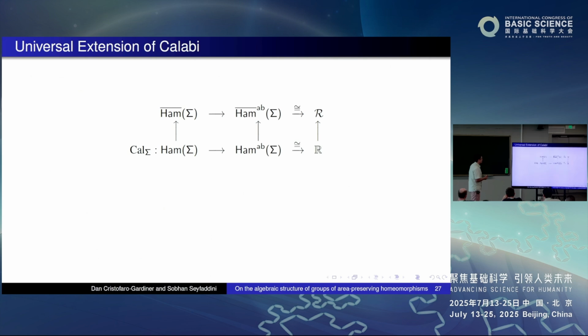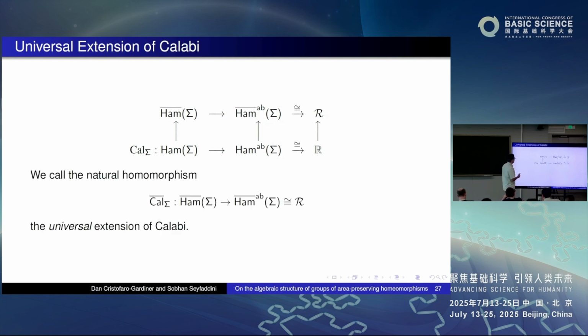So let me go back here. So we've got this picture here. The mapping that starts from Ham and goes through the real line, that's the Calabi homomorphism, and you've got this commutative diagram. Therefore, you could think of the top row as some sort of a natural homomorphism, a kind of universal extension of Calabi. We call it the universal extension of Calabi, and I'll say on the next line why it's a universal extension of Calabi. It is certainly an extension of Calabi because it just sits inside this diagram.